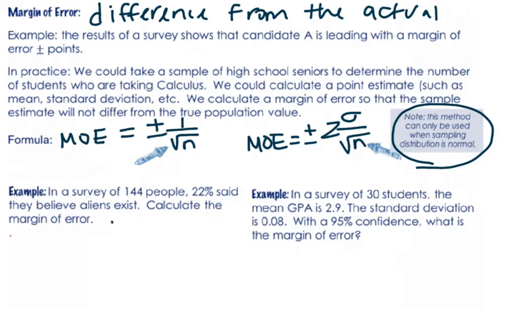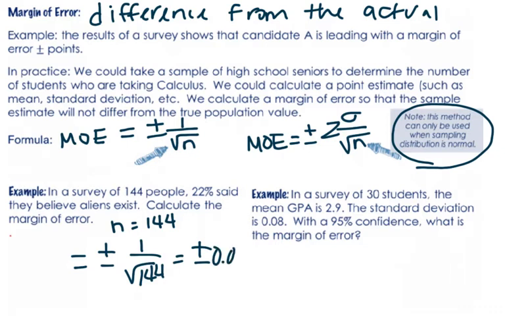Okay, so the first one, we're taking a survey of 144 people. Alright, so when we plug it into the formula, we get plus and minus 1 divided by the square root of 144. And if you put that in your calculator, you get plus or minus 0.083.